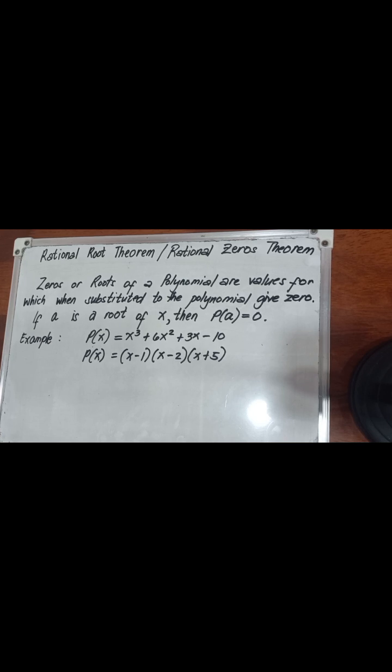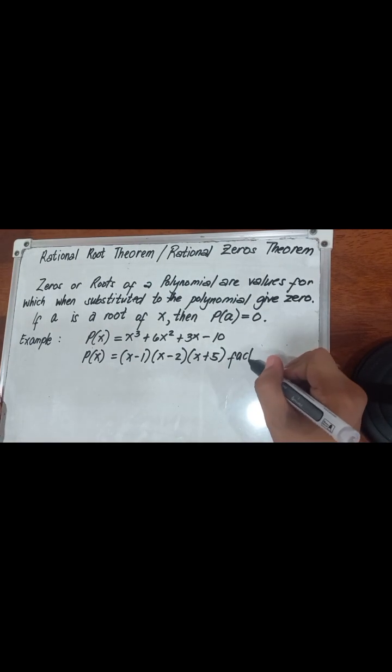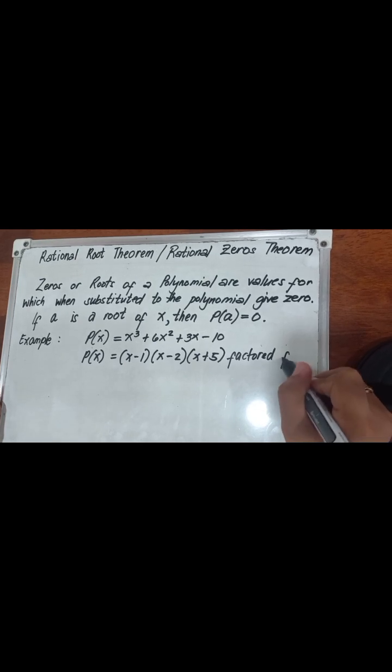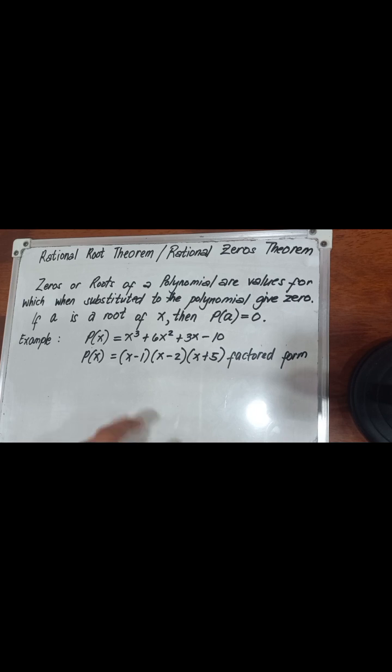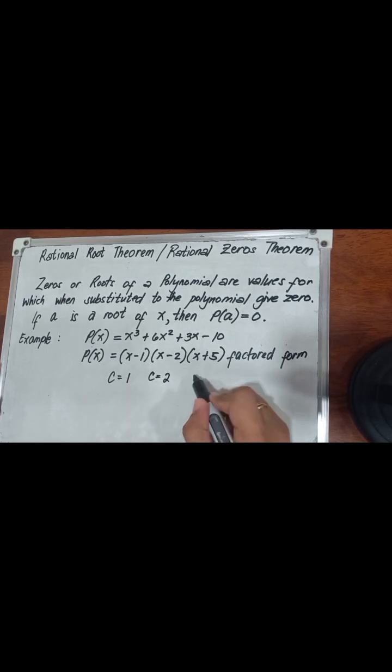So we have here an example. P of x is equal to x cubed plus 6x squared plus 3x minus 10. This is already the expanded form. Now the factored form is P of x equals x minus 1 times x minus 2 times x plus 5. So the values of our c are positive 1, positive 2, and negative 5.